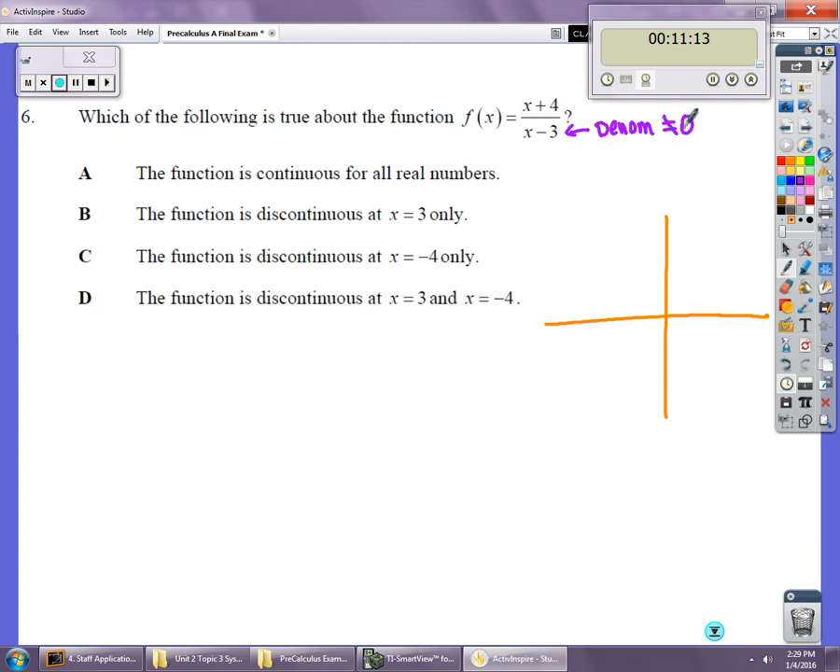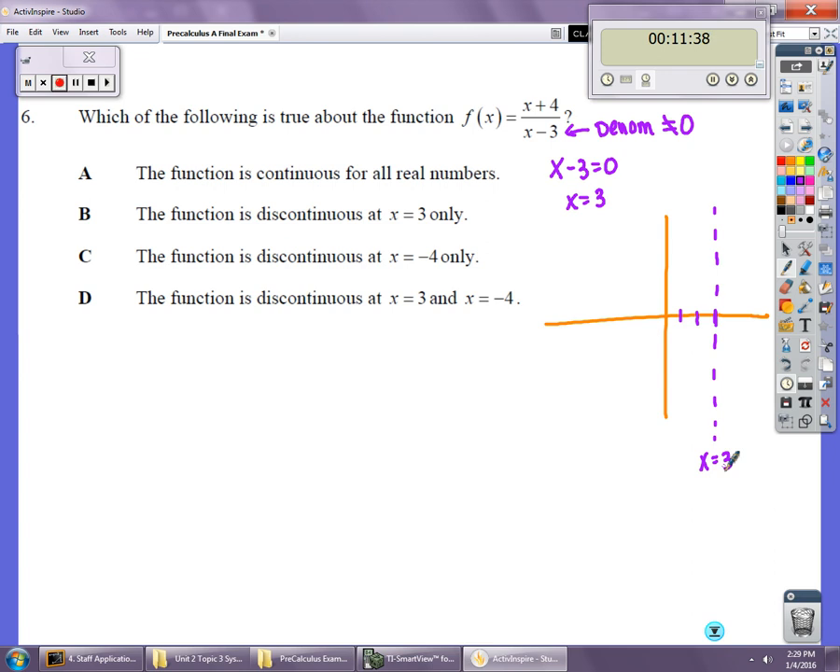Never, ever. It's okay if the numerator is 0. It's just never can the denominator ever be 0. So just keep that in mind. Right there, that's going to be your easiest asymptote. If we set this equal to 0 and add the 3 over, I get that there's an asymptote when x is 3. So it's going to be discontinuous at x equals 3.